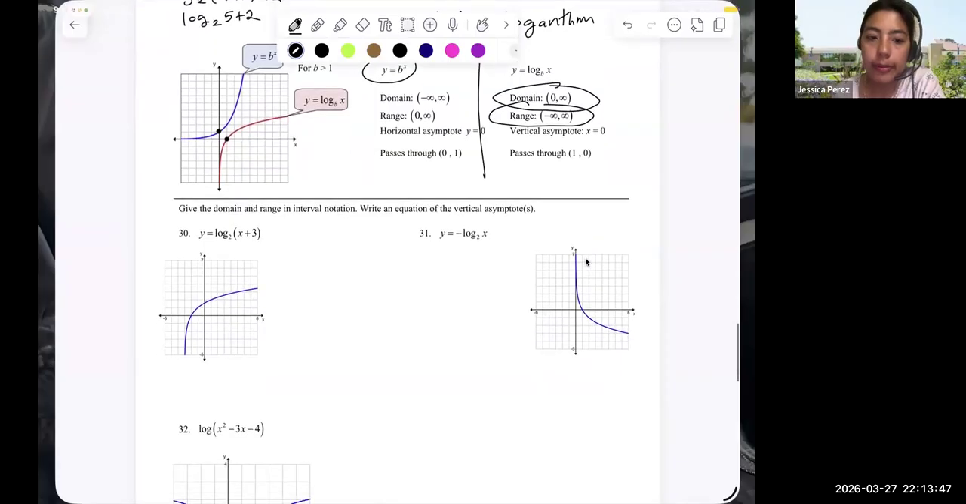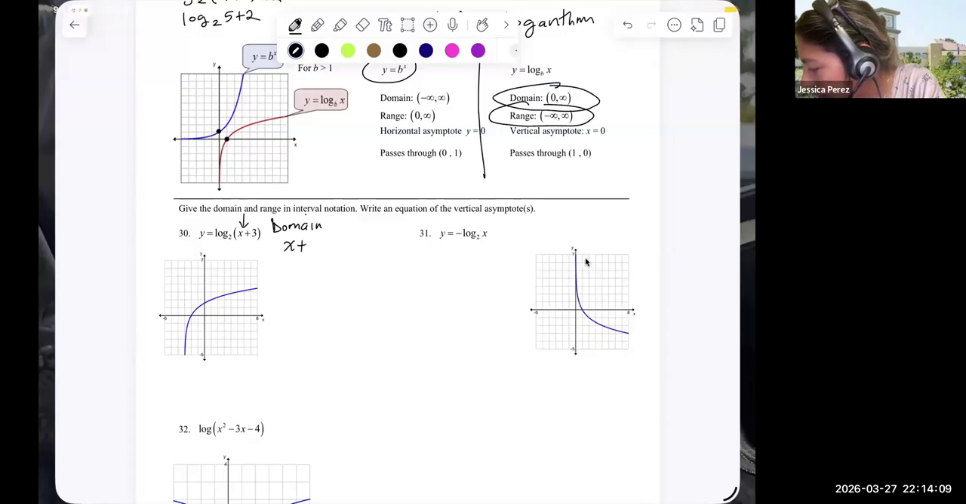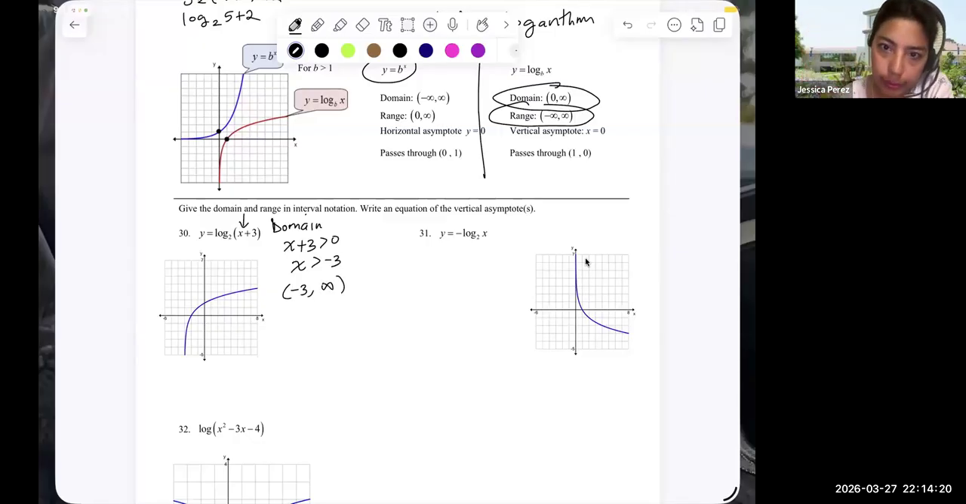So we will need the following information to solve. It's asking us to find the domain and the range in interval notation. Well, first, the domain: the inside of the logarithmic function has to be greater than 0. So to find the domain, x plus 3 is strictly greater than 0, so x is strictly greater than negative 3. So my domain is from negative 3 to infinity, excluding negative 3. Now the range is going to be all real numbers.